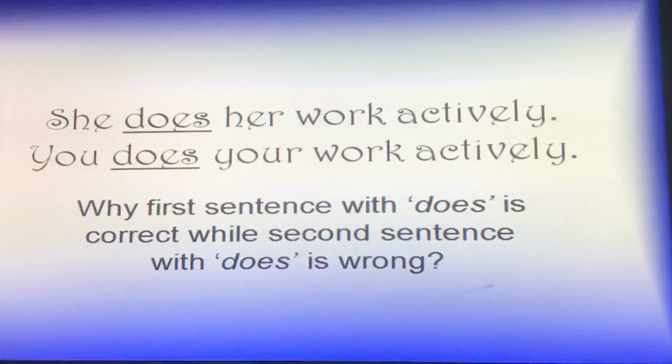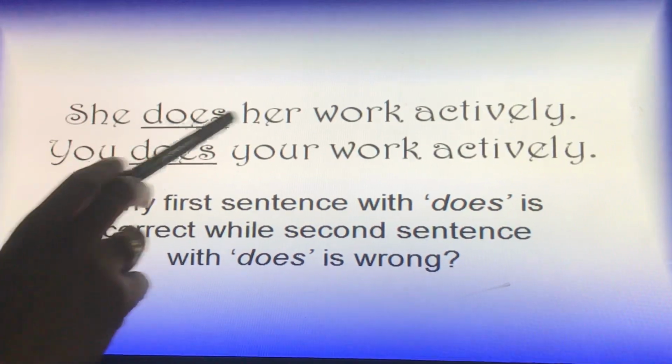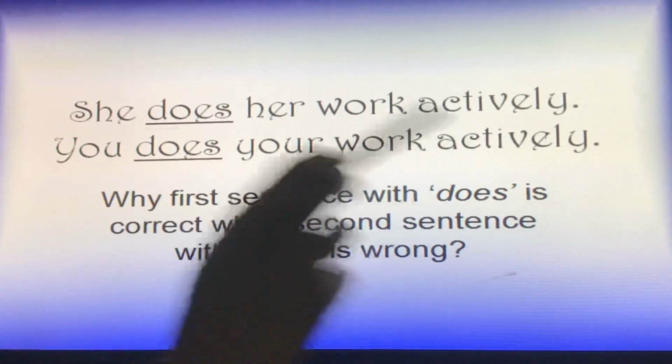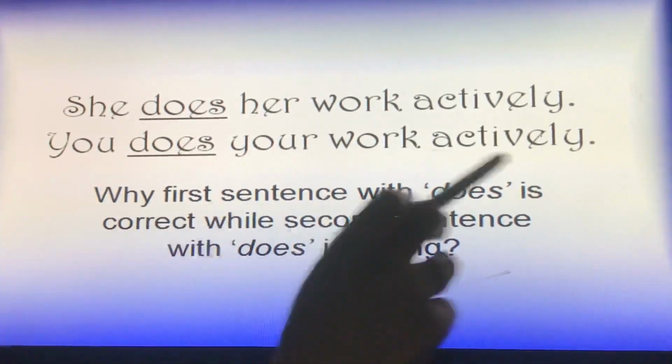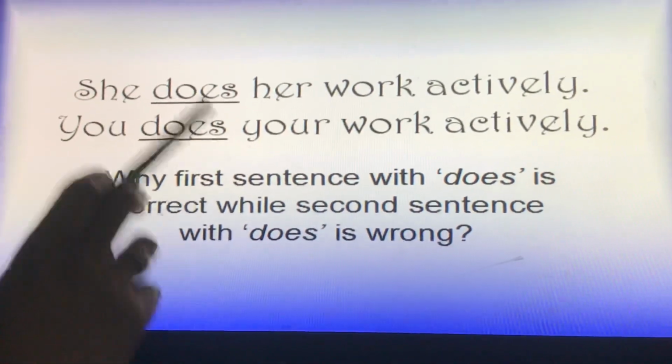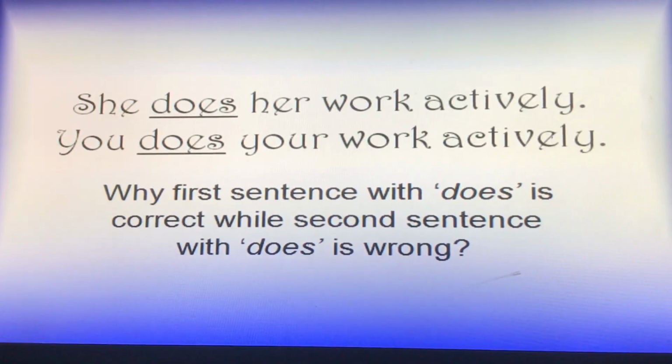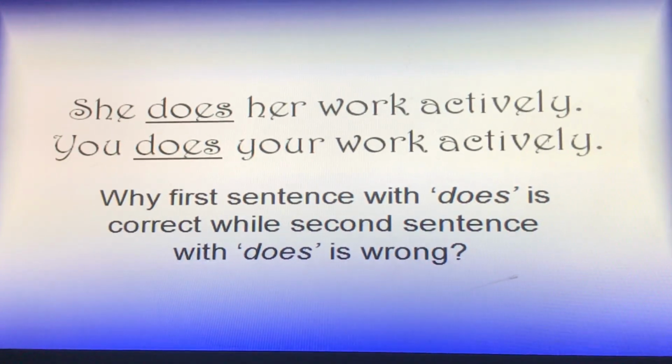Look at these two sentences. She does her work actively. You does your work actively. Is something wrong in the second one? Why is the first sentence with "does" correct while the other one with "does" is wrong?